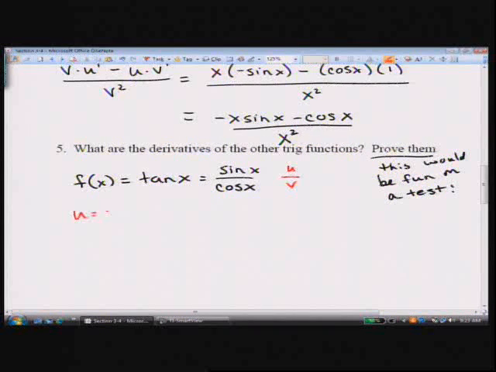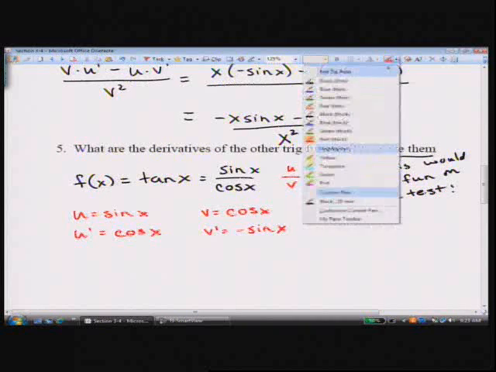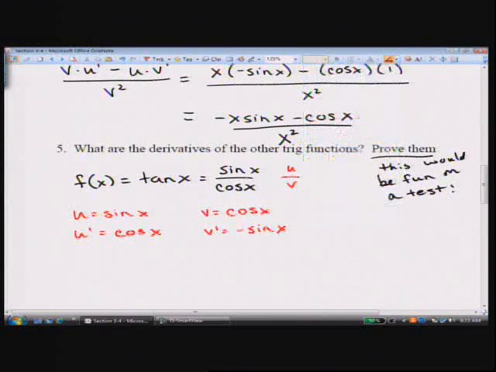So if I let u equal the sine of x, then u prime is, we just learned, cosine x. And if I let v equal cosine x, then v prime is negative sine x. Those were just proved a few seconds ago. Now, I learned the quotient rule last time. It is low d high, so v times u prime, minus high d low, u times v prime, all over low squared, v squared. So that's my derivative.